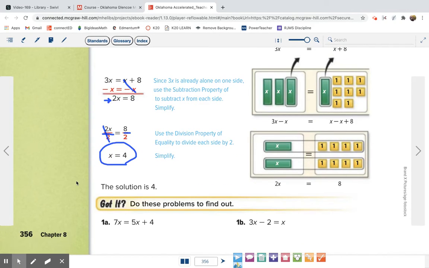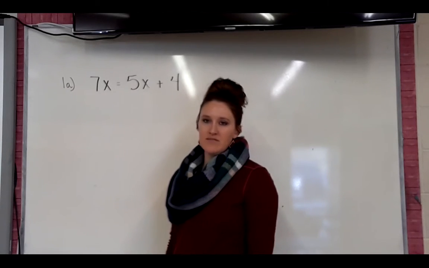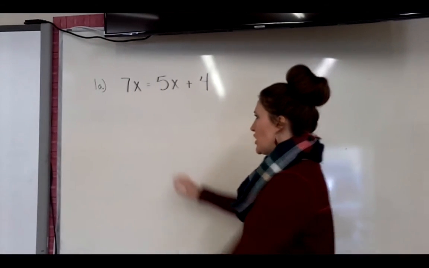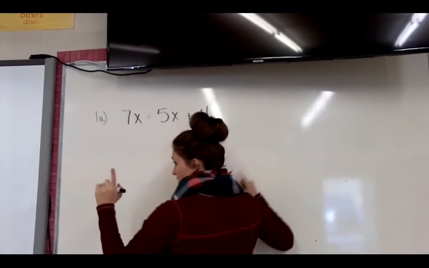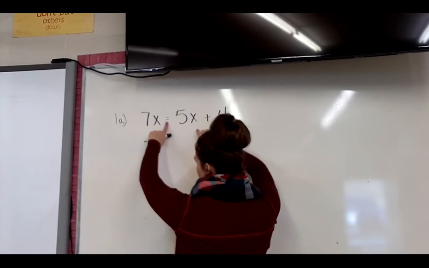Okay, so I want y'all to just do 1a. I'm not going to make you do b. Just try 1a, and then I'll go over it with you. On 1a, we have 7x equals 5x plus 4. So we have two x's. We can't solve until we have 1. So we have to get our like terms together, but they're on opposite sides of the equal sign.